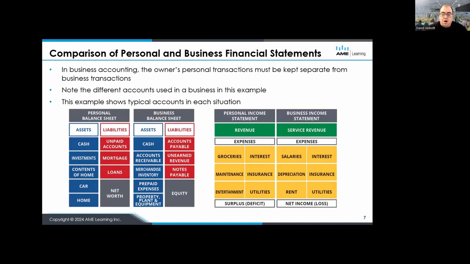So we see here a chart, and on this slide, on slide 7, we also see that on page 35 of your text. We see the personal balance sheet, the business balance sheet, and a personal income statement and a business income statement. And it's very similar, except for the differences that we discussed. That net worth is now called equity for a business, and a surplus or deficit on a personal income statement is going to be called net income or loss in a business income statement. And we also see, of course, our expenses are going to be very different for a personal income statement than what a business would have.